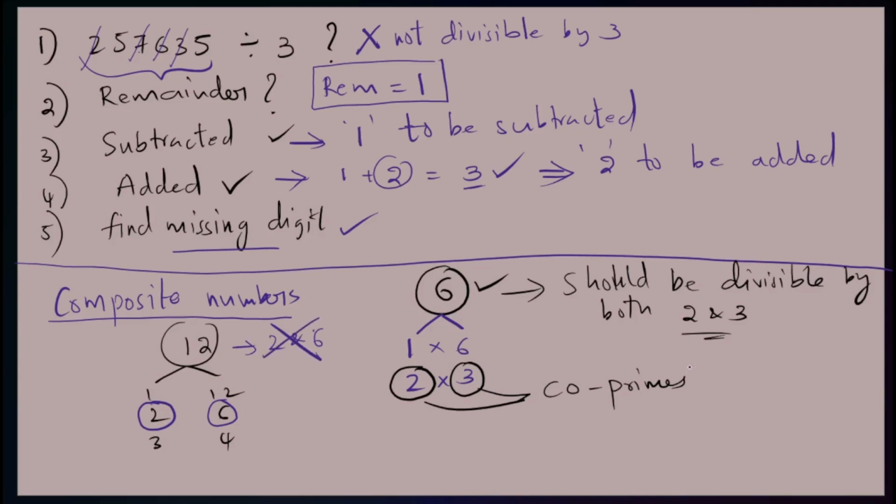What are co-primes? Co-primes are numbers whose HCF is 1. Their highest common factor is 1. When I look at 2 and 6, their HCF is 2. You have 2 as the common factor, right? So what is the right divisibility rule? When a number is divisible by 3 and 4, because they are co-primes, then it is divisible by 12. So the divisibility rule of 12 is that it should be divisible by 3 and 4.